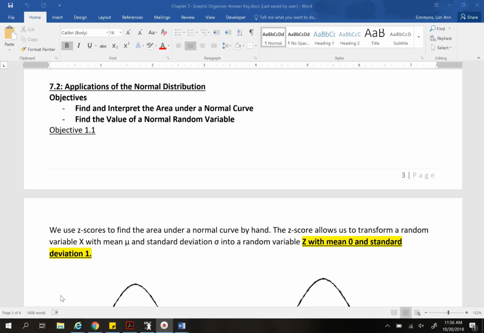Lesson 7.2, Applications of the Normal Distribution. The objectives for this lesson are to be able to find and interpret the area under a normal curve, and then find the value of a normal random variable.